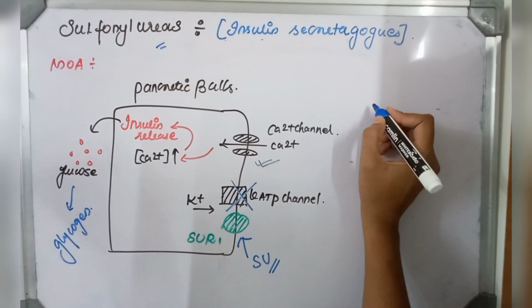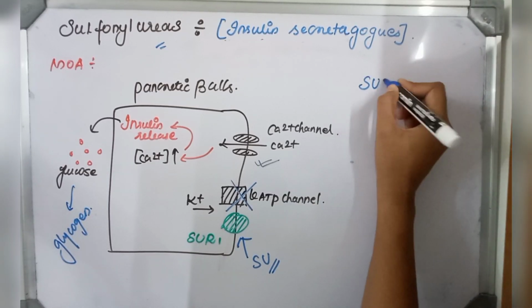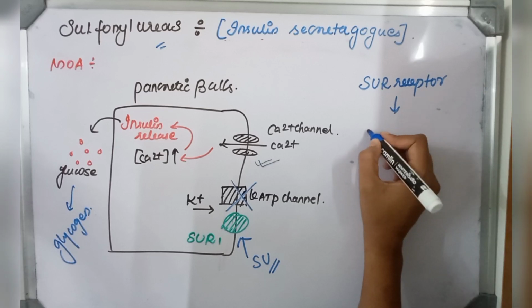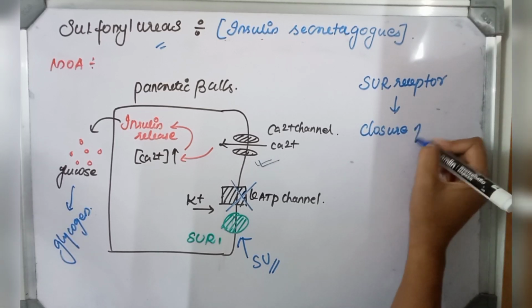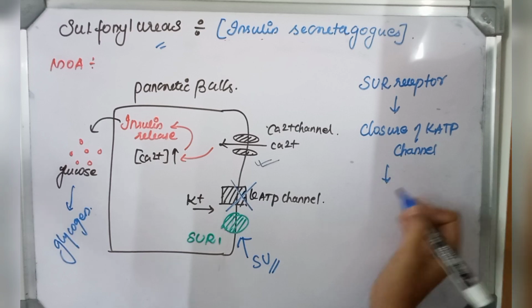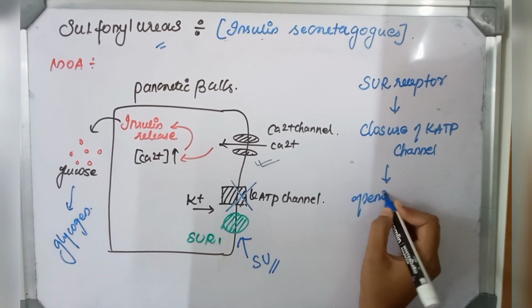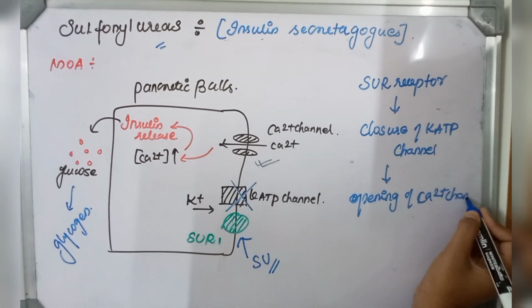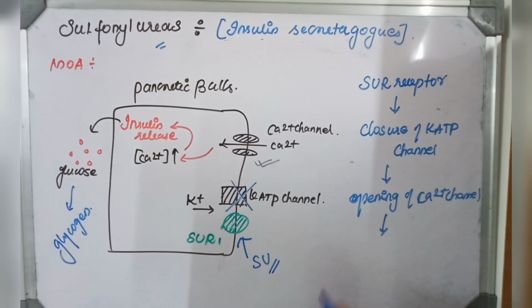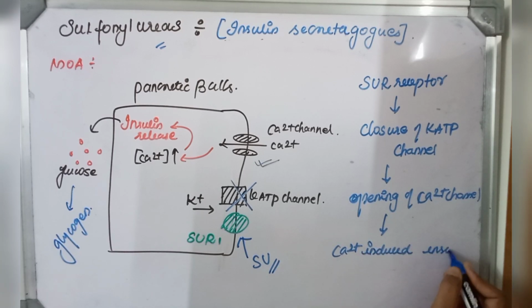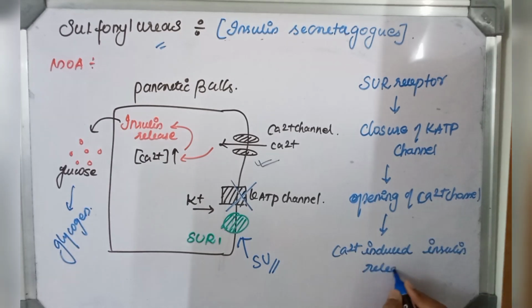In a simple way, when the drug reaches the sulfonylurea receptor, it closes the potassium channel and opens the calcium channel, which leads to calcium-induced insulin release. So this is all about the mechanism of sulfonylureas.